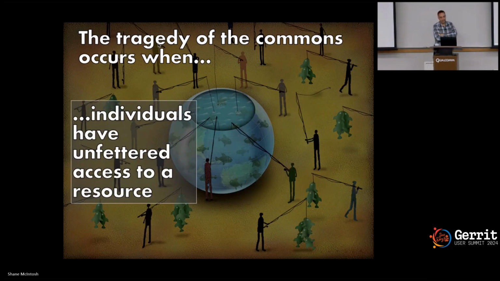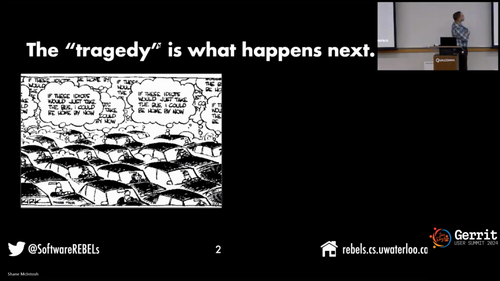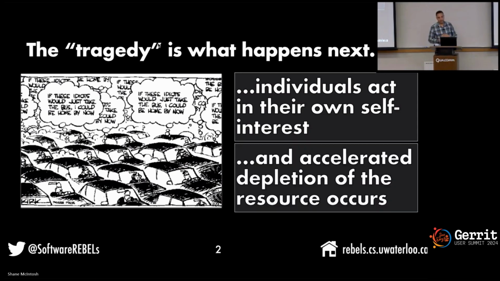public resource, right? And there are no formal rules, like no laws. There's no societal penalty you'll pay for being a hog, right, to regulate your usage. So what happens? Well, just like these guys sitting in their cars in traffic, wishing that others would have taken the bus, right? Individuals act in their own self-interest, right? What does that mean? Well, it leads to the accelerated depletion of that shared resource, right?